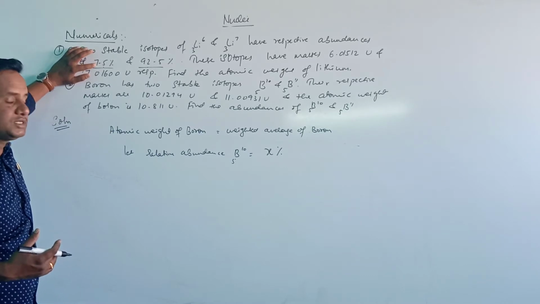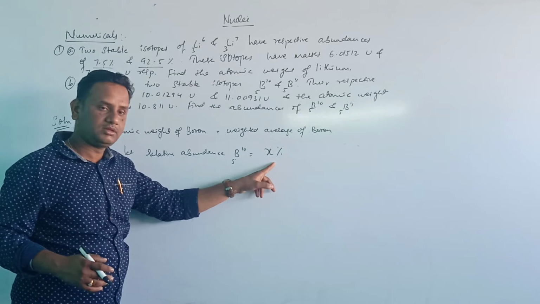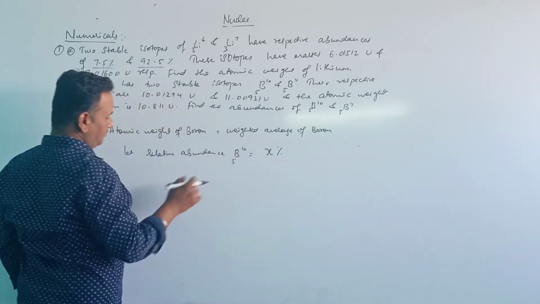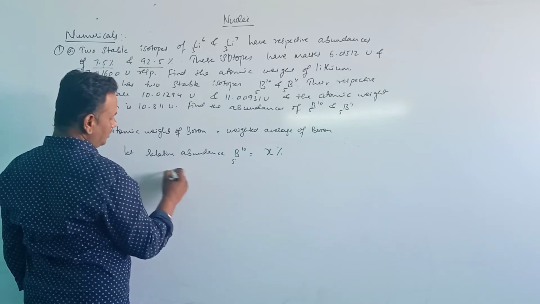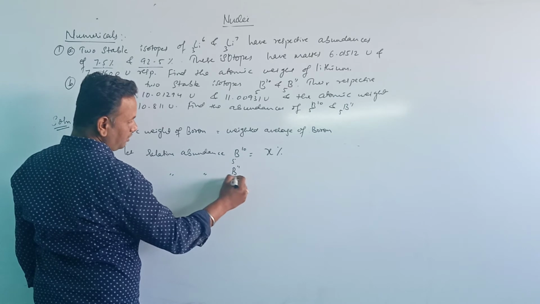So here he has given the 7.5. Here we are considering that boron 10.5 has X%. We will find out this X later. Similarly, the relative abundance of boron 11.5 will be how much?